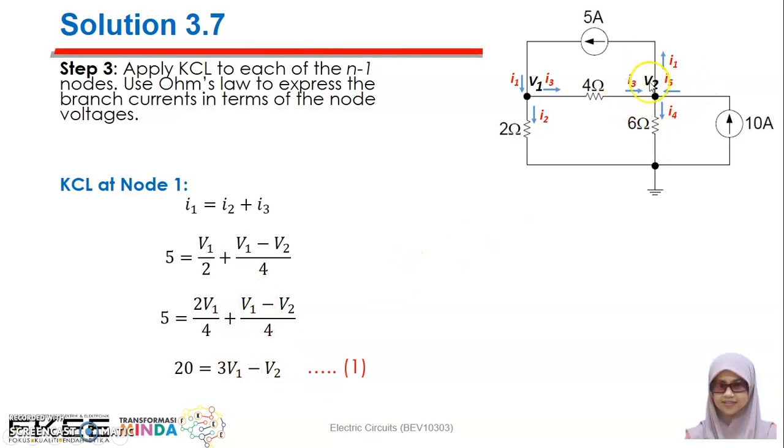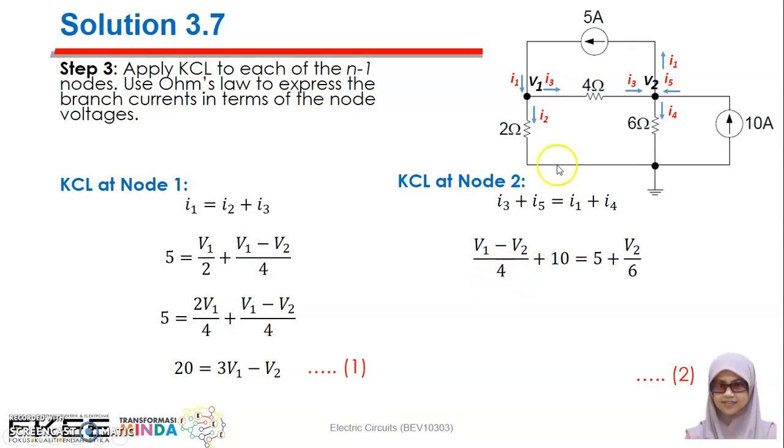And then we apply KCL at the second node. So KCL at node 2. Here you have I3 plus I5 equal to I1 plus I4. So the total current going in, I3 plus I5, is equal to the total current going out, I1 plus I4. In this case, I3 will be equal to, remember, the current flows from the higher potential to the lower potential. So that's why you have V1 minus V2 divided by 4, plus I5.